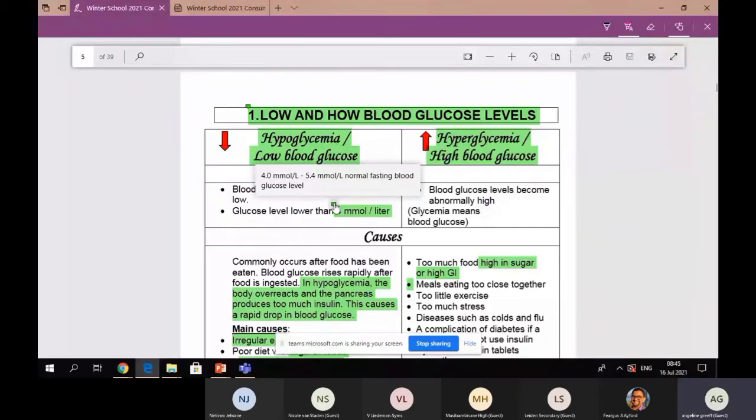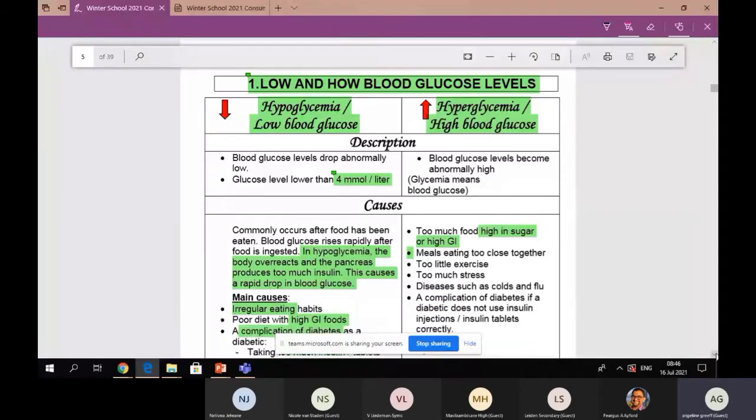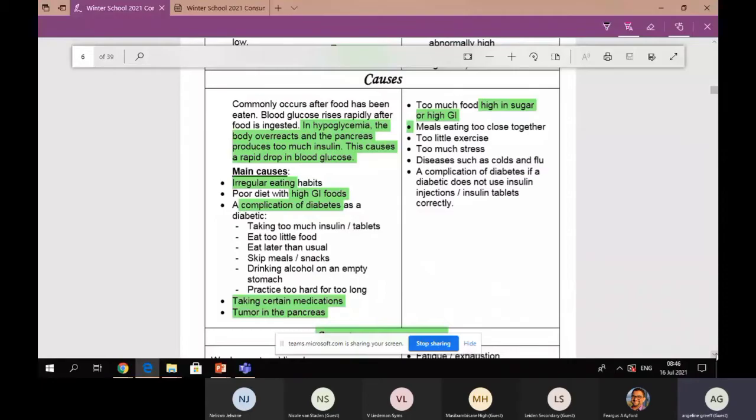And then we get hyperglycemia. Here we find that the blood glucose levels become abnormally high, higher than what it should be, and that is also a problem. Okay, so just some causes there. You are going to have very high blood glucose levels if you eat food that only contains high GI, if you eat high GI foods.